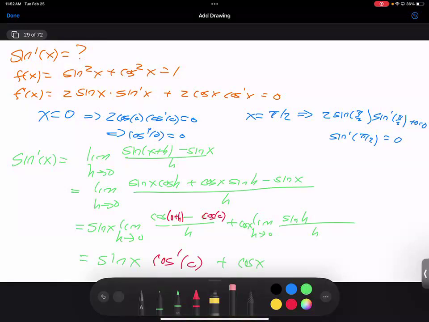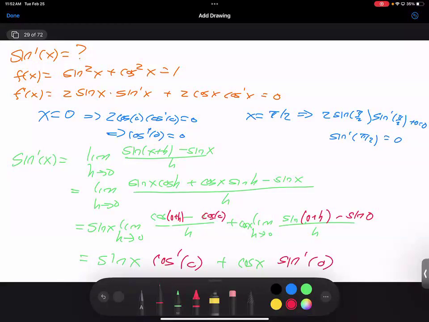How could I rewrite the sine of h? I could write that as the sine of 0 plus h. And what should I subtract? Sine of 0. And so when I do that, I then have sine prime of 0. So we've just shown if you can differentiate sine and cosine at 0, you can differentiate sine anywhere. By a similar argument, you can show you can differentiate cosine anywhere.